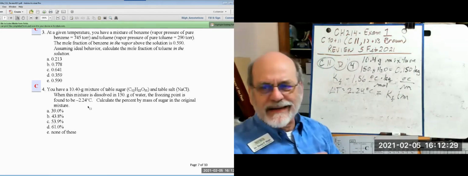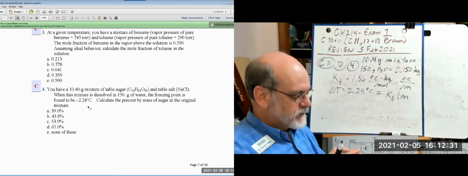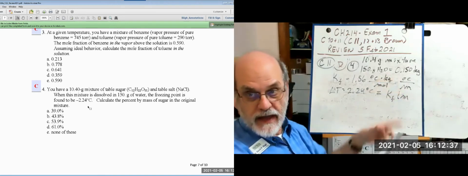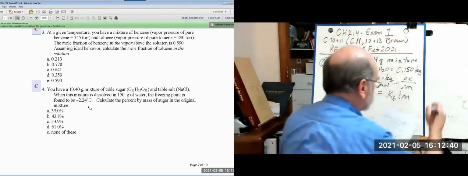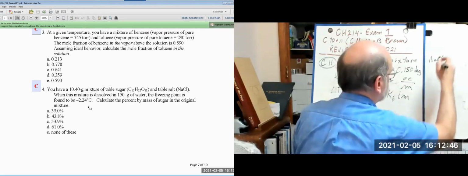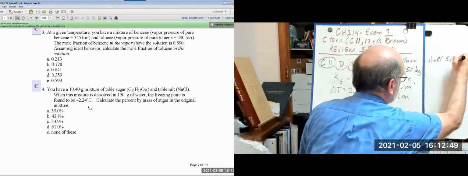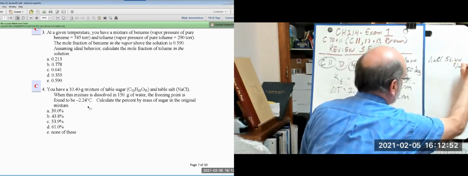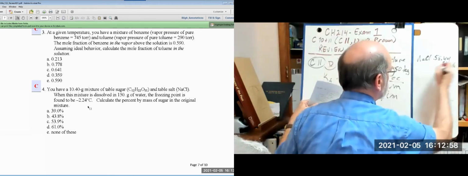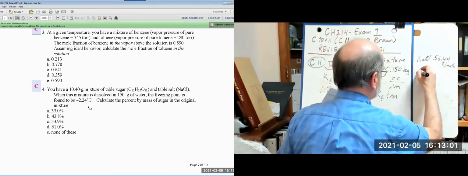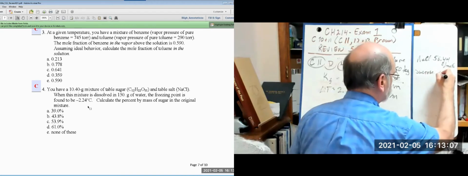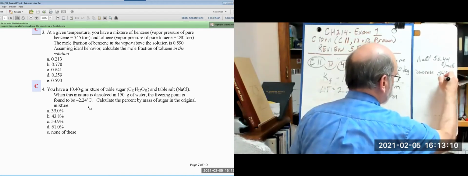Okay, we're going to need to know the molar mass of each of the compounds, right? Because there's moles in here as part of the answer. So I've calculated those. Sodium chloride is 58.44 grams per mole. And sucrose is a lot bigger, 342 grams per mole.